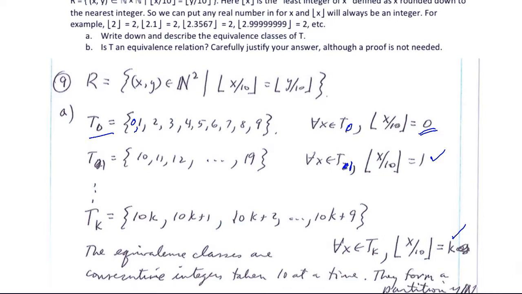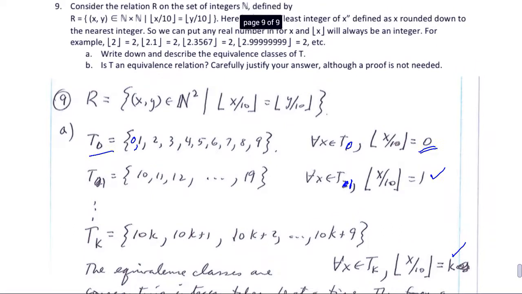And in fact, we can use the theorem that an equivalence relation defines a partition of a set. The equivalence classes of an equivalence relation define a partition of the set. And here we have a partition of the natural numbers into chunks of 10. And because that's a partition, that's enough to prove that the relation is an equivalence relation.